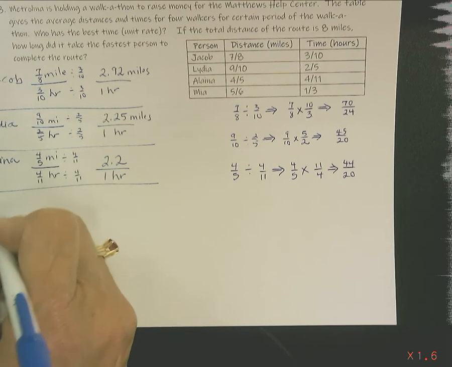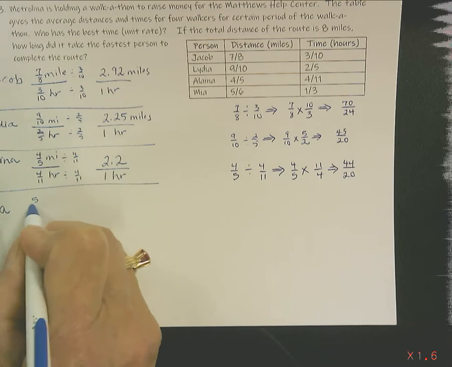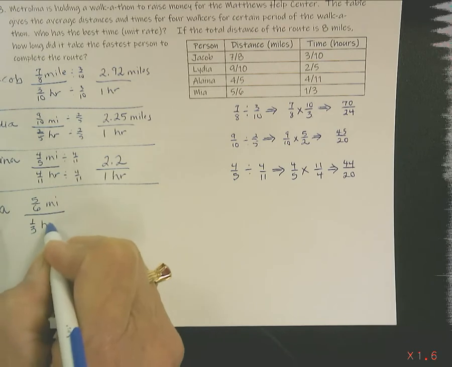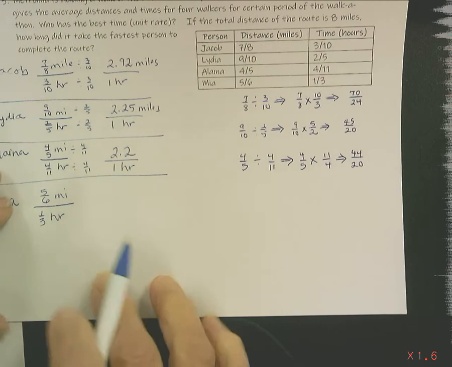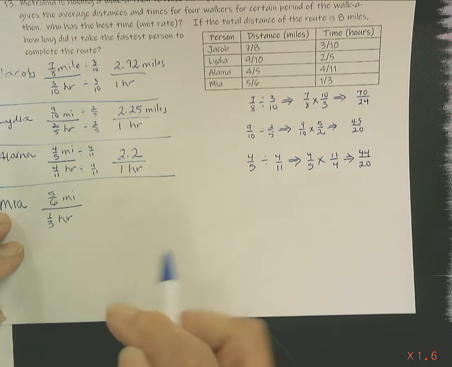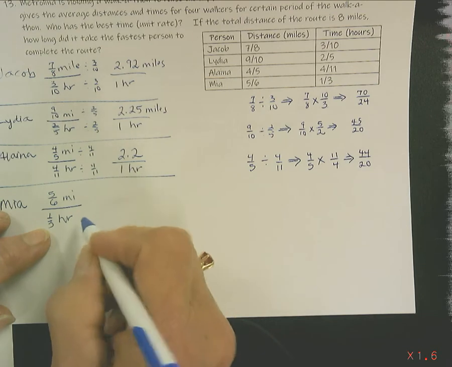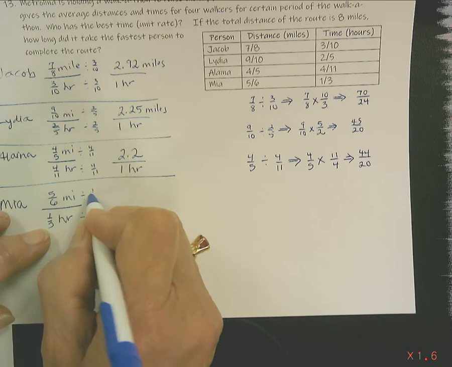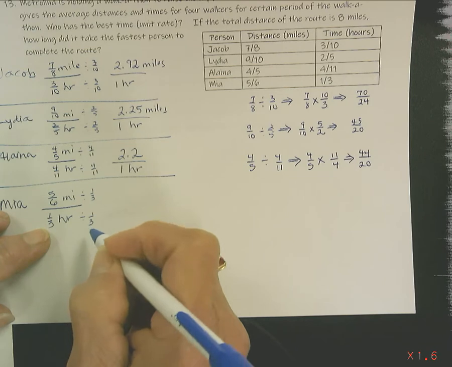Well, let's see about Mia. Mia can go 5/6 of a mile in 1/3 of an hour. Mia, how am I going to start this? Look at this. It's the same thing we've done for the first 3 people. How am I going to start this now that I've got it set up? You're going to divide by 1/3. You always divide by the bottom number.